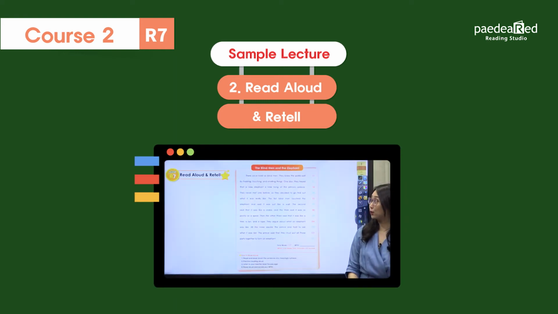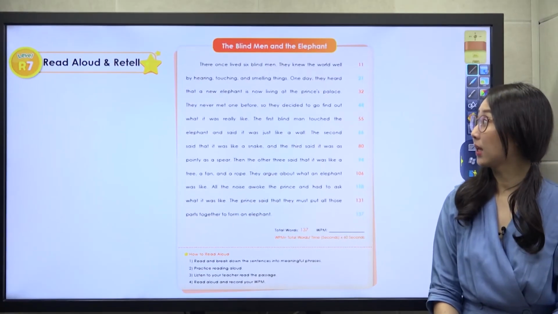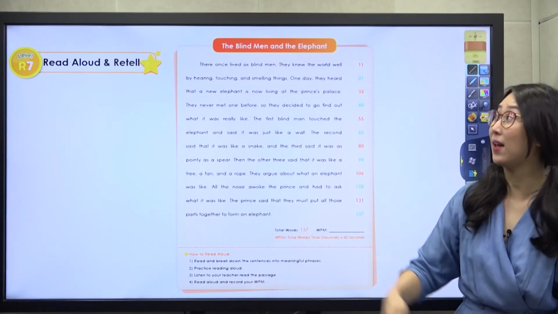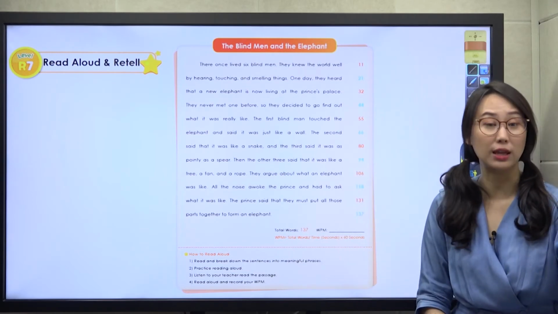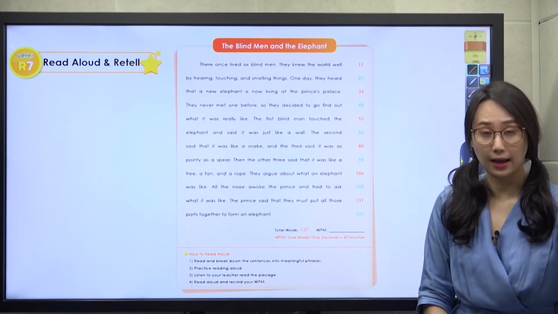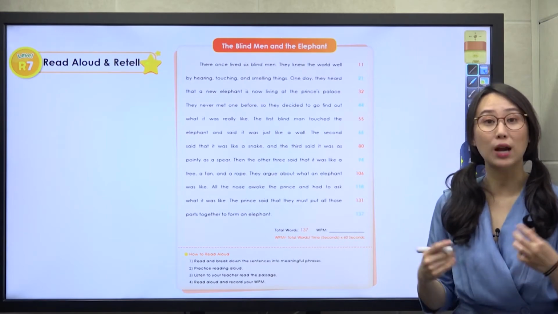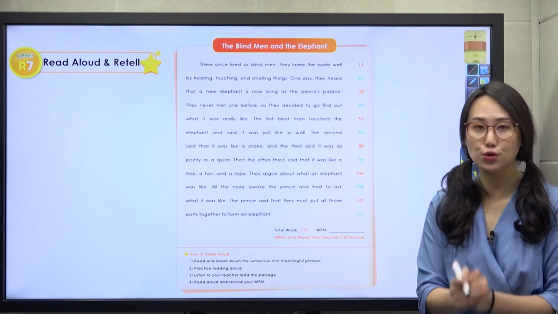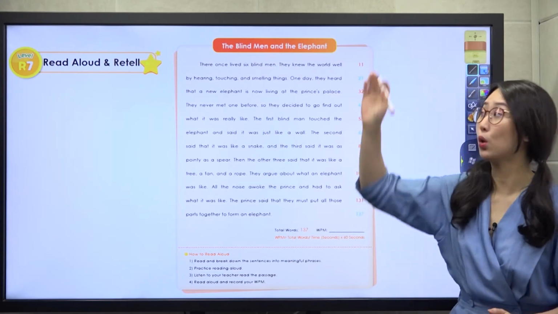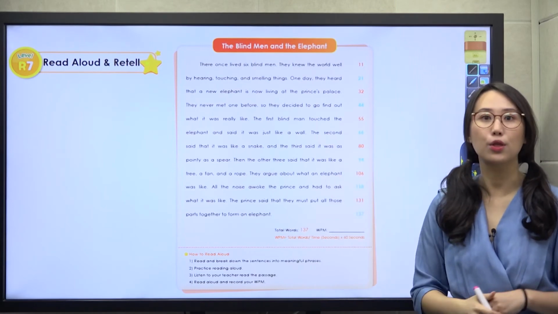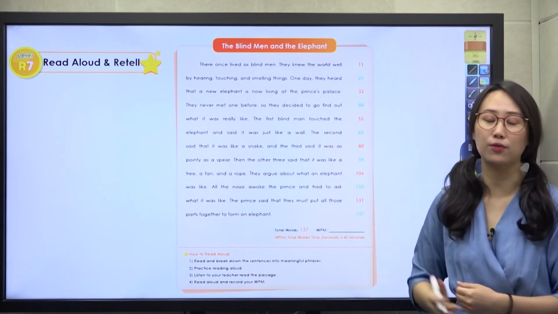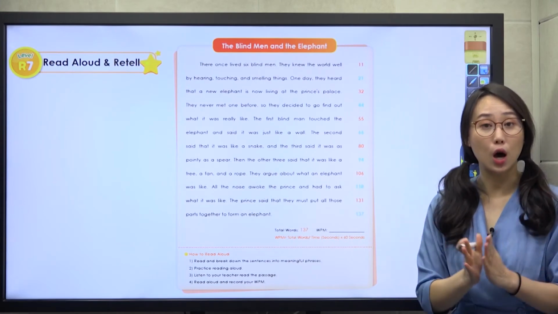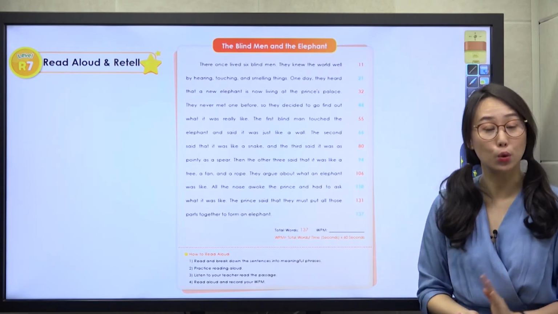All right, now let's go to our next activity, read aloud and retell. Okay, now, in read aloud and retell, we have a summary of the story that we just read. Here we're going to practice reading aloud, and in order to do that, I am going to break down the passage, the summary, into a long pause and a short pause.